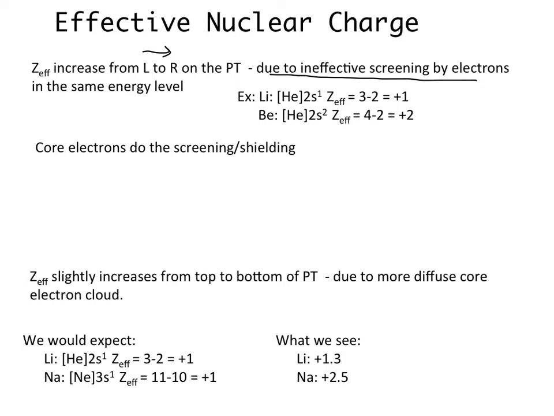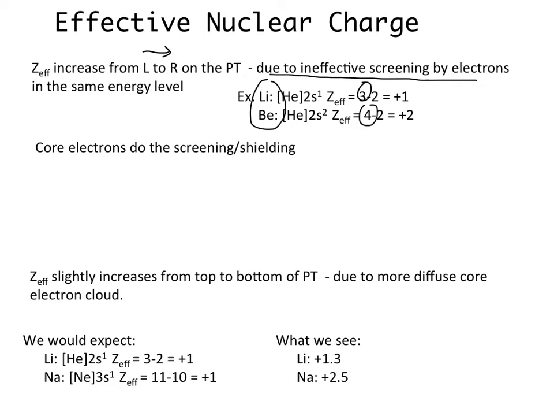So if we look at something like lithium and beryllium, going from left to right in this situation, what I want you to notice is that the number of protons for lithium and beryllium are different. So when we plug in our Z values, our number of protons, those should be different values.